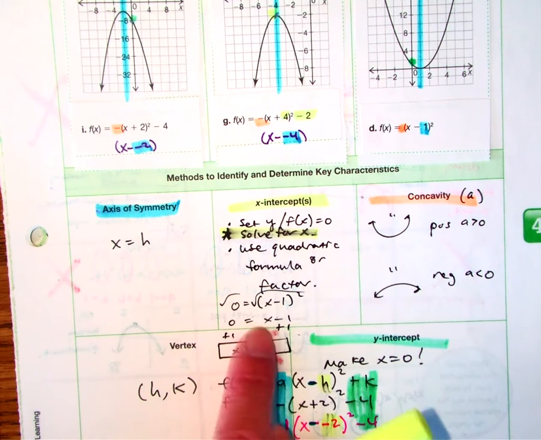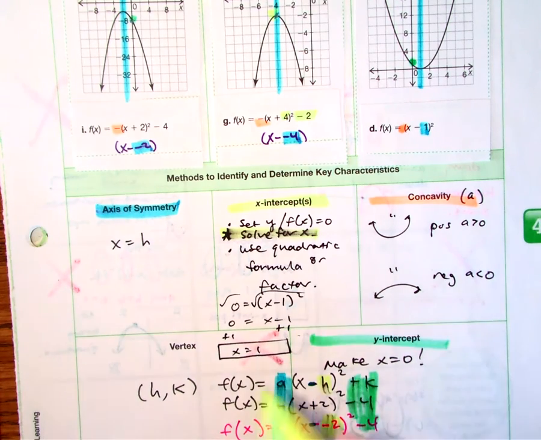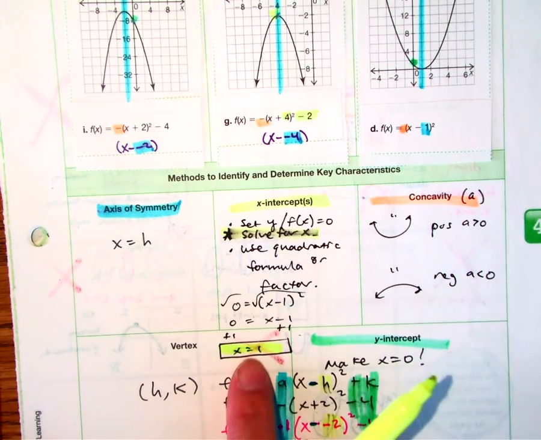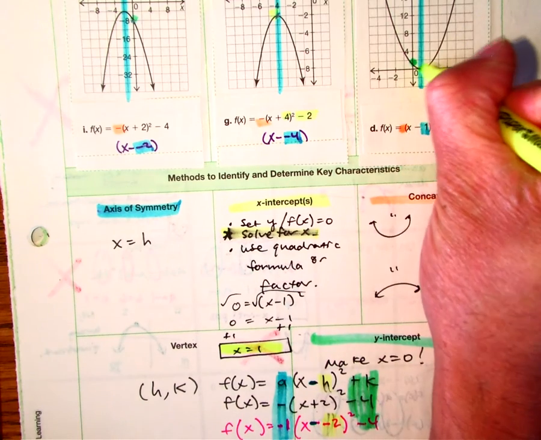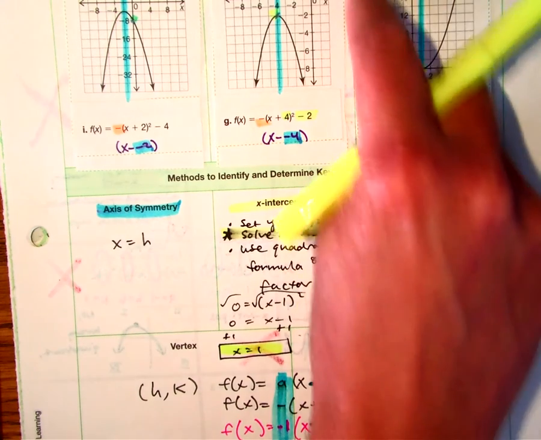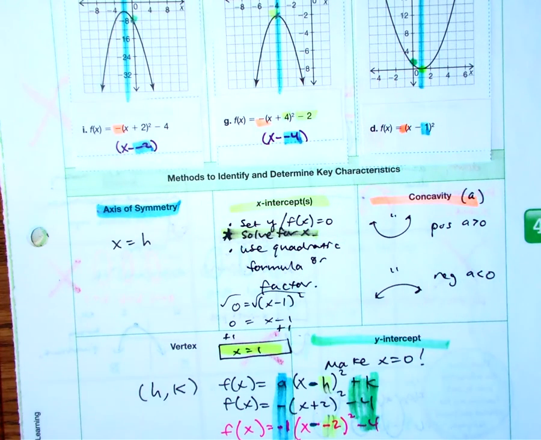You have 0 equals x minus 1. Add 1 to both sides, you have x equals 1. And you'll notice at x equals 1 on this graph, the graph does a bounce off the x-axis. Okay?